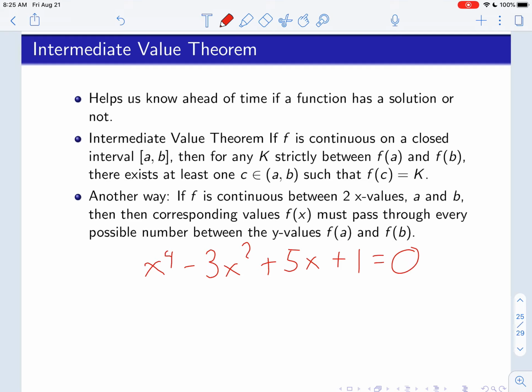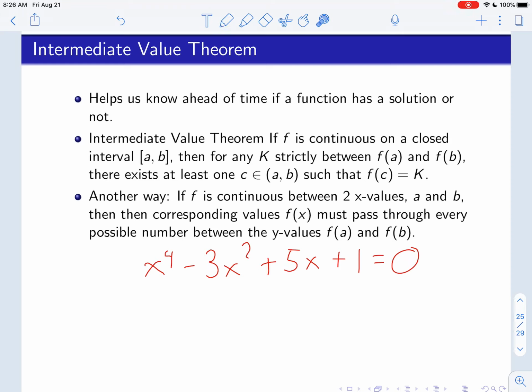And I don't want to go through all that work just to find out that there weren't any solutions to start off with. So what the intermediate value theorem does is it gives us kind of an easier way to check and see if we expect there to be a solution or not. And that can guide what we go do from there. So here's what the intermediate value theorem says. In math speak first, and then I'll write it a little differently.